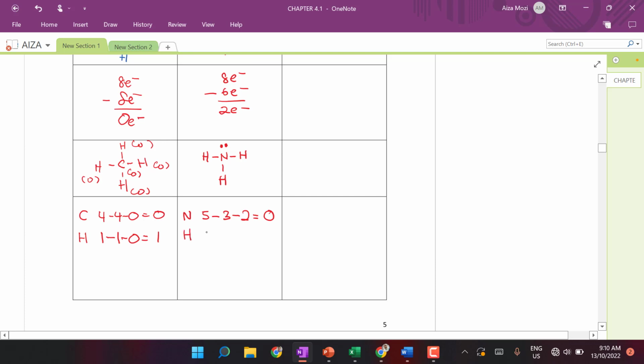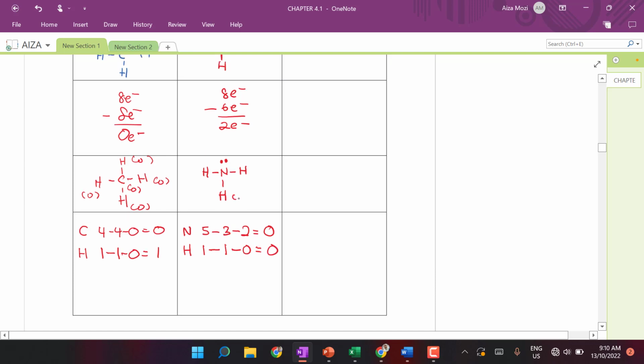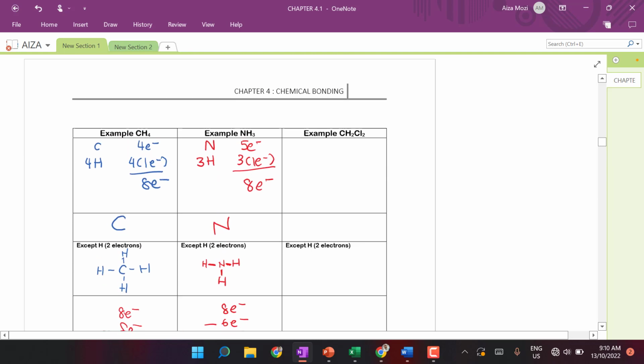So nitrogen: 5 valence minus 3 minus 2 equals 0. Hydrogen: 1 minus 1 minus 0 equals 0. So this is the Lewis structure for ammonia, NH3. So there is a lone pair on the central atom.